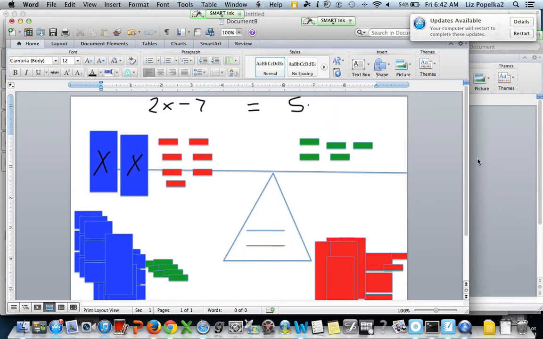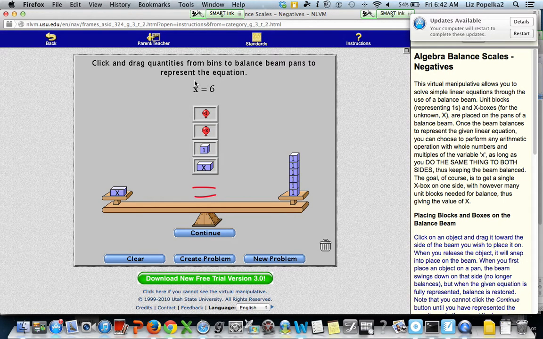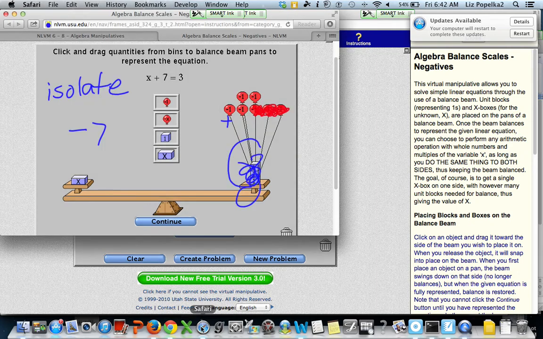Now, I want to solve this equation. Remember that when you're solving an equation, you're trying to figure out what x has to equal in order to make this whole equation true. In other words, you want to get to the point that you've got just an x on one side of your balance beam and a number on the other side, so that you can see how much the x balances out. Sometimes, like in the example we did previously, you have to do a little bit of work. In that example, the x had 7 with it, so we had to isolate it by getting rid of those 7. That is exactly what we need to do here.